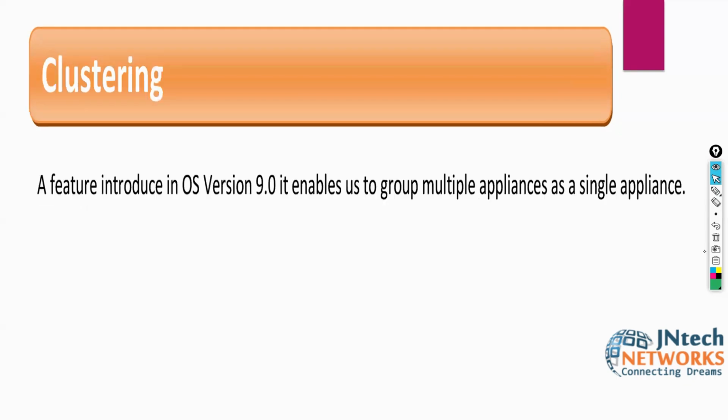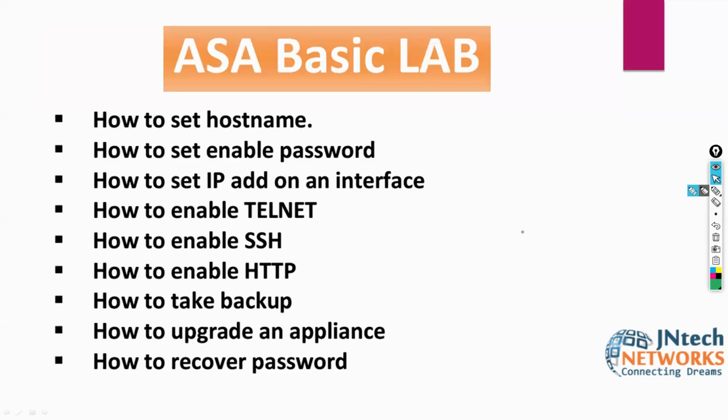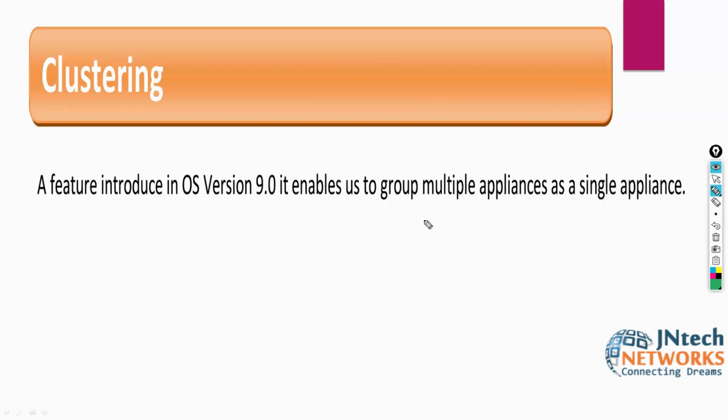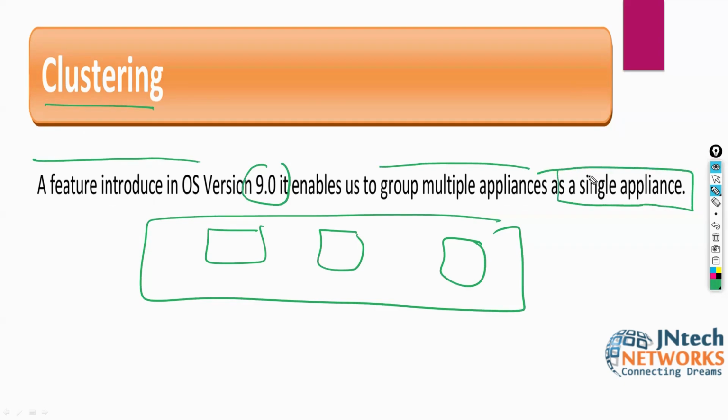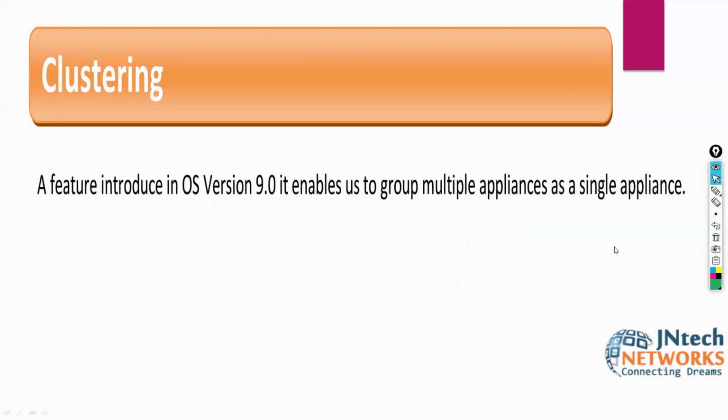Now, clustering is where you can combine multiple Cisco ASA devices to act as a single device. This is called clustering, a feature introduced in OS 9.0, which enables us to group multiple appliances to act as a single appliance. So these are the features.